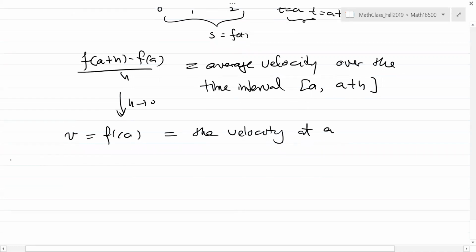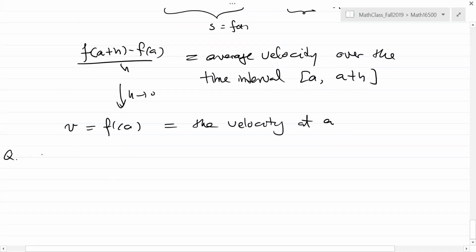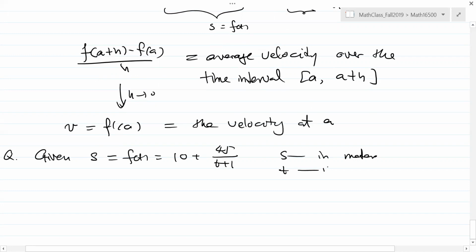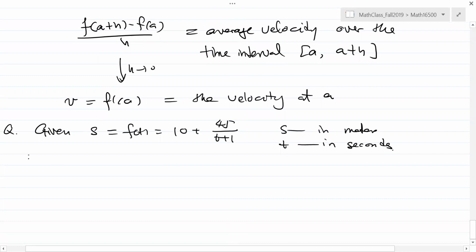So here's a problem. Let's do it. Given the position function s, which is f of t equals 10 plus 45t plus 1, okay, s is in meters, t is in seconds. We want to find out the velocity and the speed at time t equals 4.